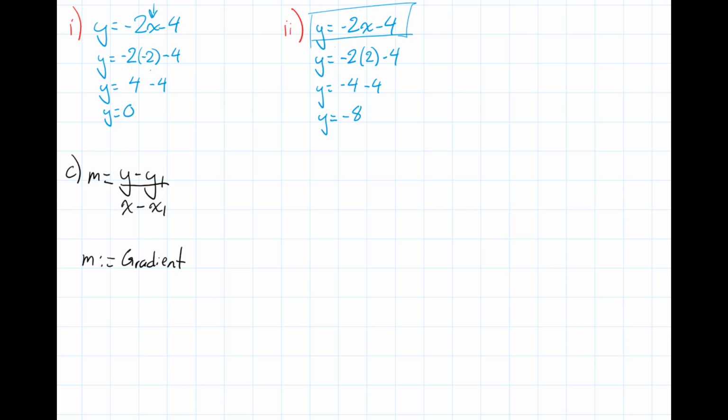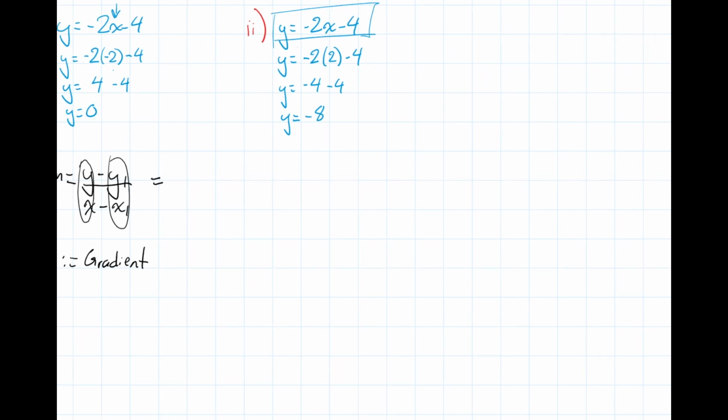What this means is that we need to take 2 points on the graph and then plug them into this equation to get our slope. So we need a y and an x, and then we need a y1 and an x1. Here order doesn't really matter. So I need to find 2 points: y, x, and y1, x1.